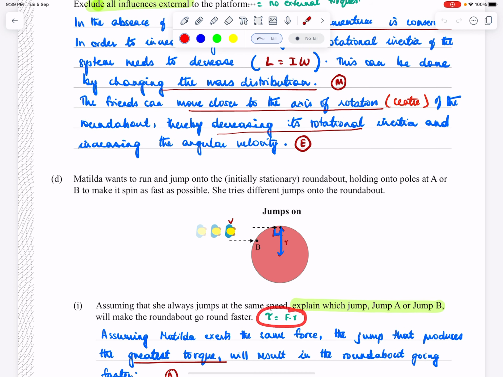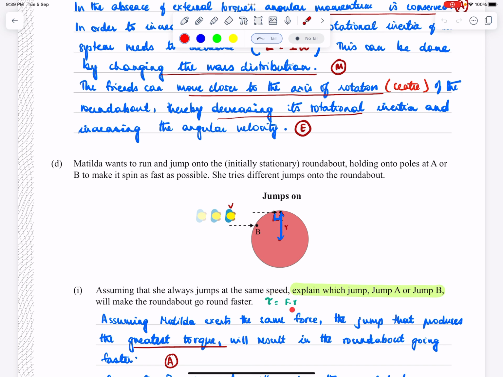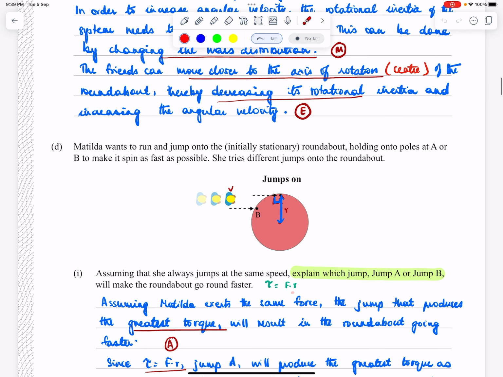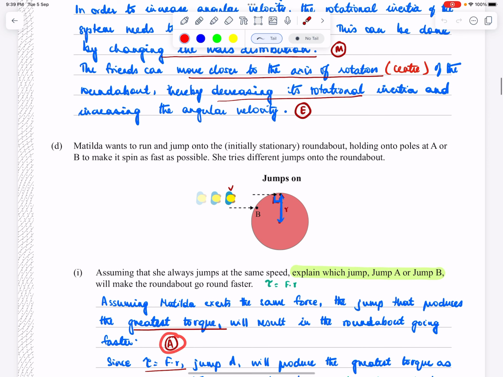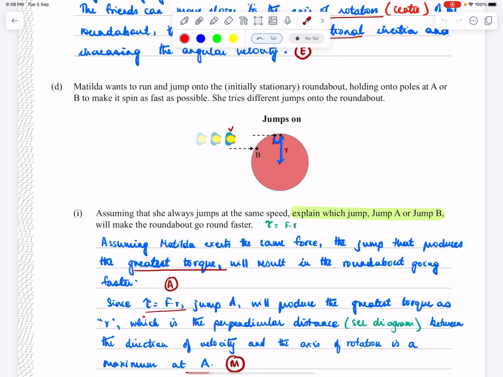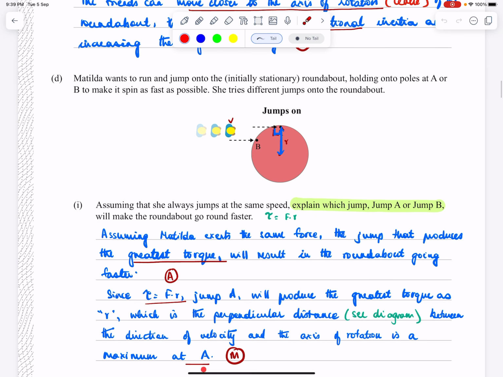So here we go. Force times radius, or force times perpendicular distance. So assuming she exerts the same force, the jump that produces the greatest torque will result in the roundabout going faster. If you've said that much, you get an achieved. Now, since torque is F times R, jump A will produce the greatest torque as R, which is the perpendicular distance between the direction of velocity and the axis of rotation, is a maximum at A.